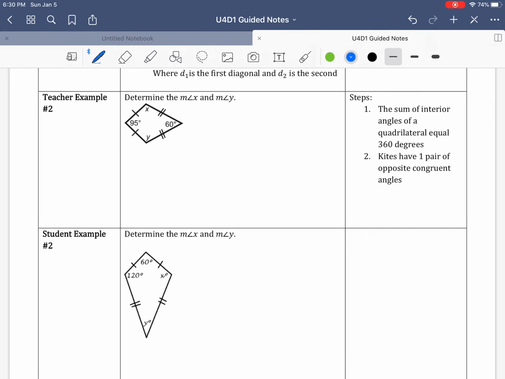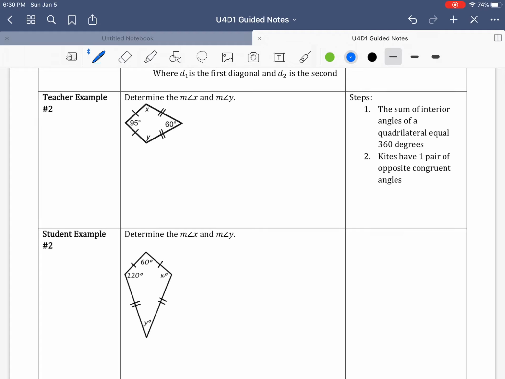Now here's teacher example number 2. It asks us to find the measure of angle X and angle Y. Now there are 2 pieces of information that are important in order to solve this question. One is what we know about quadrilaterals having 360 degrees, and the second is that we know that kites have one pair of opposite congruent angles.